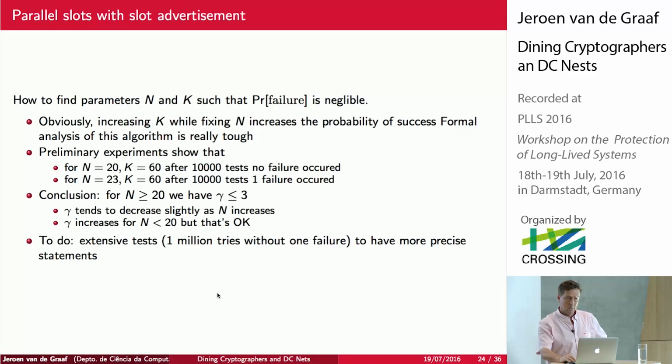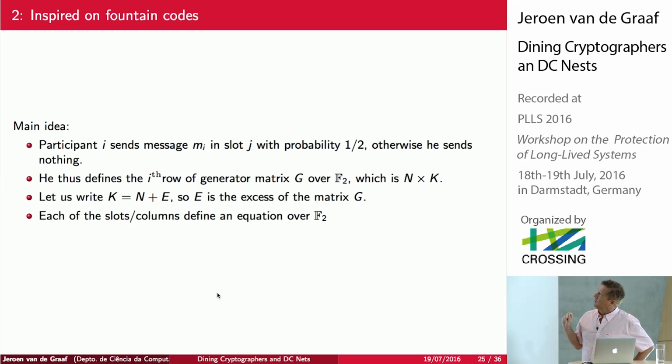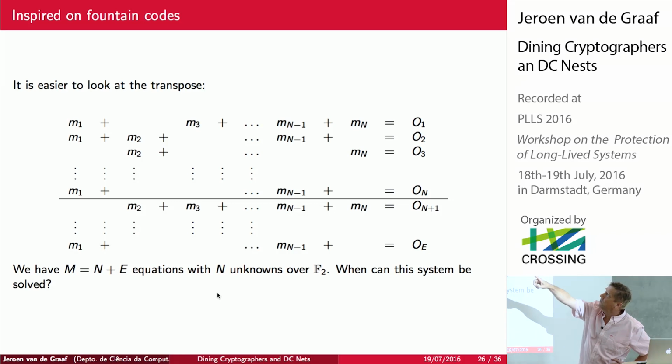The second approach is based on fountain codes. In this case, people will just occupy a slot, let's say, with probability 50-50. And we will do the arithmetic in this example over F2. Well, what happens is this. If you invert the matrix, so now the slots are the rows and the participants are the columns. Now what we have is a system of equations. So the O's are the outputs of the Dining Cryptographers channel. People will randomly choose to participate in some of the slots.